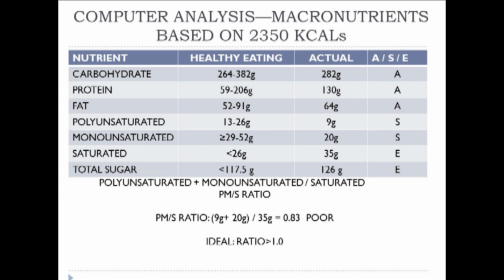adequate for carbohydrates. Protein, 59 to 206 grams, and at 130 grams, clearly in between the range, so it's adequate. The fat at 52 to 91, at 64 grams, that is also within the range. Consider that as adequate. What about the polyunsaturated fats? Well, 5 to 10% of the calories amounted to 13 to 26, but that person is only consuming 9 grams, not within the range. Actually, it's under the lower end, which is the 5%, which is 13 grams.